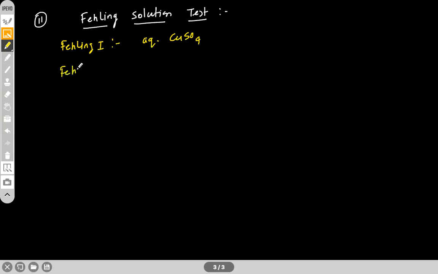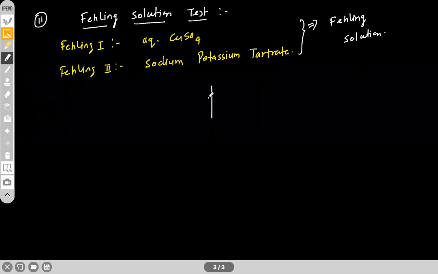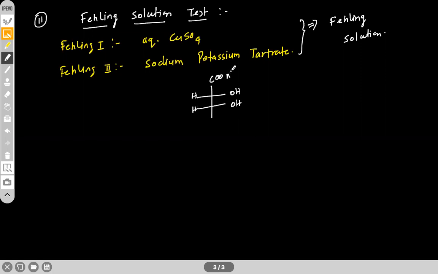And Fehling 2 is sodium potassium tartrate. The combination of both, we use in two steps, we call it the Fehling solution. Okay, what is sodium potassium tartrate? Sodium potassium tartrate is this: we have OH, OH, H, H, COONa and COOK. This is sodium potassium tartrate.